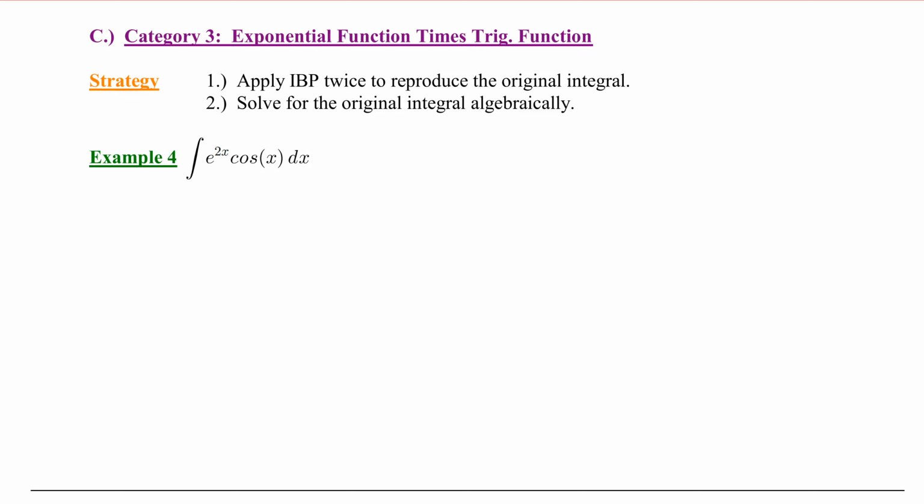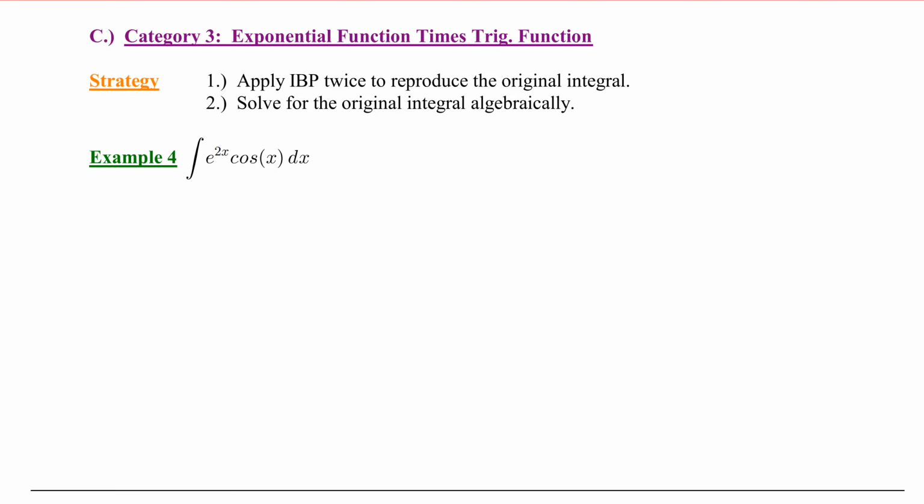So we're going to attempt to reproduce the original pattern of the integrand by applying integration by parts twice. Then we're really just going to outsmart the integral by solving for it algebraically. Let's give this a try on example 4.